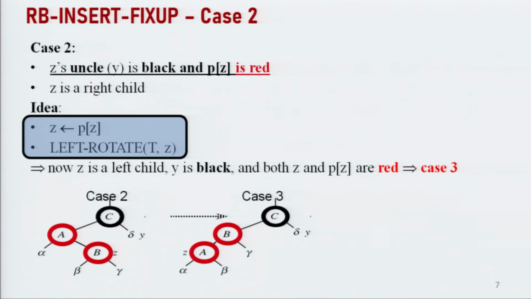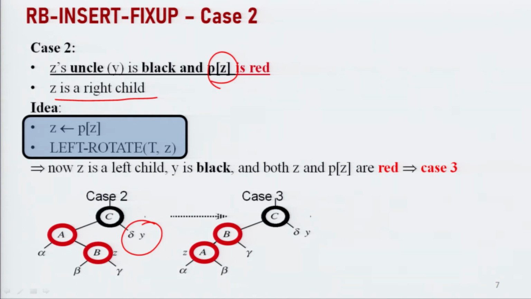Now, what about case 2? In case 2, Z's uncle must be black, as in case 3, and the parent of Z should also be red, similar to case 3, but Z must be a right child of its parent. In case three, it was a left child, while in case two, it is a right child. So, what do we do? Just see here, Z's uncle Y is black, although it has not been shown, but it is black.